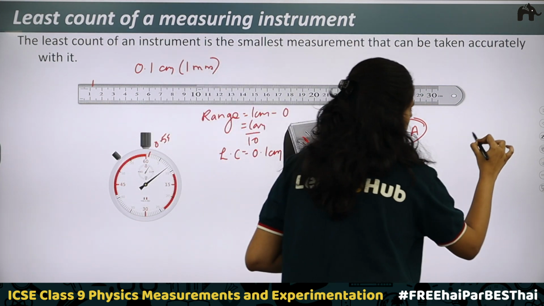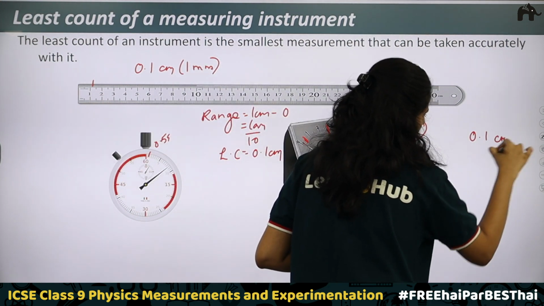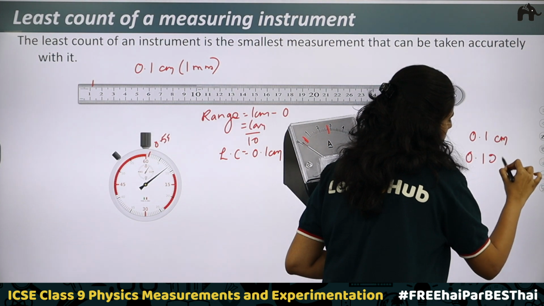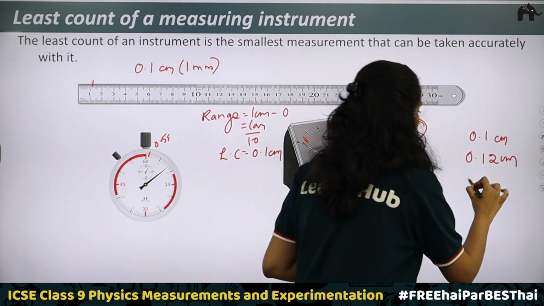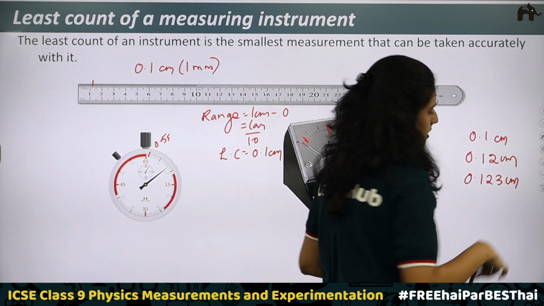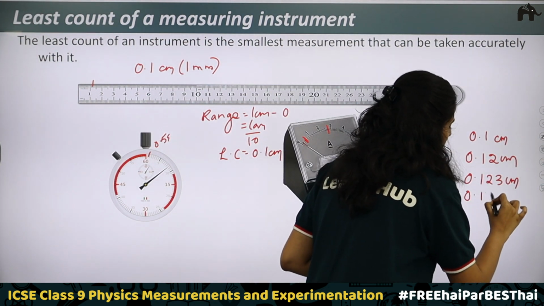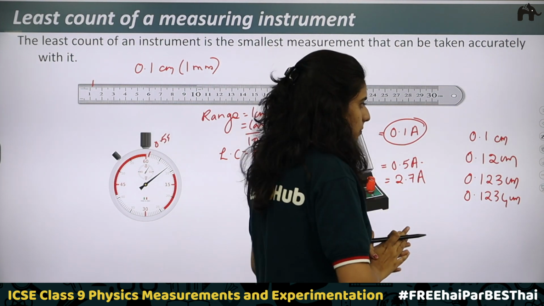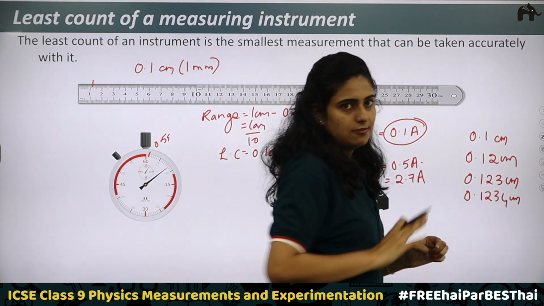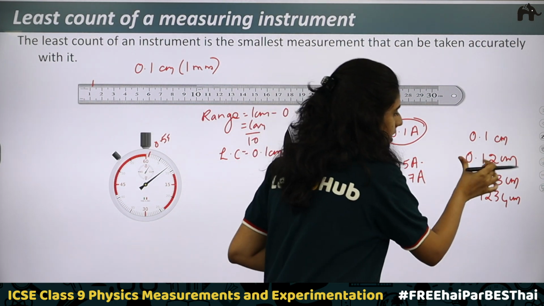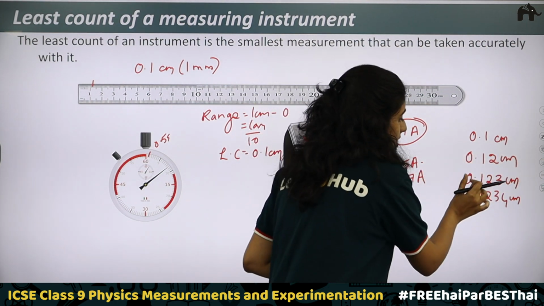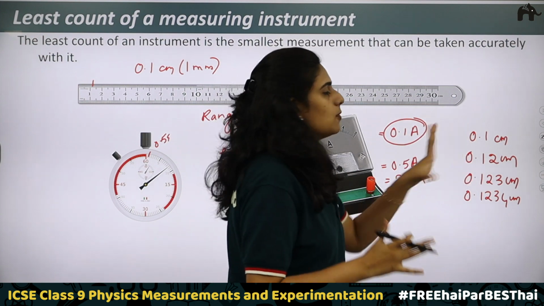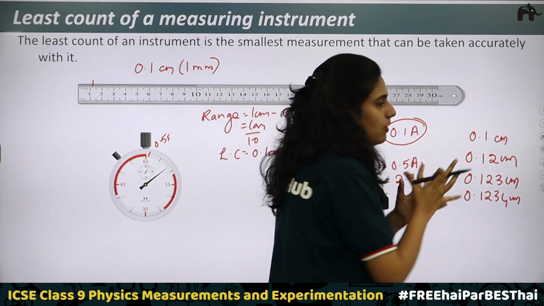Now, if you take the value 0.1 centimeter, another value 0.12 centimeter, then 0.123 centimeter, and 0.1234 centimeter. You are using different devices and measuring the length of something. With the first device, you got 0.1 centimeter. With the second device, you got 0.12 centimeter. The third device gave you 0.123 centimeter and the fourth device gave you 0.1234 centimeter. Which one is more accurate? Which is the perfect value we can take?